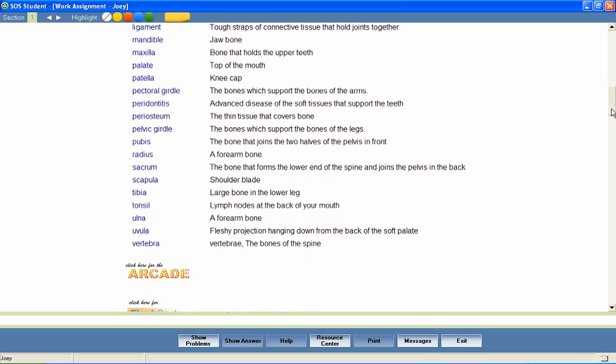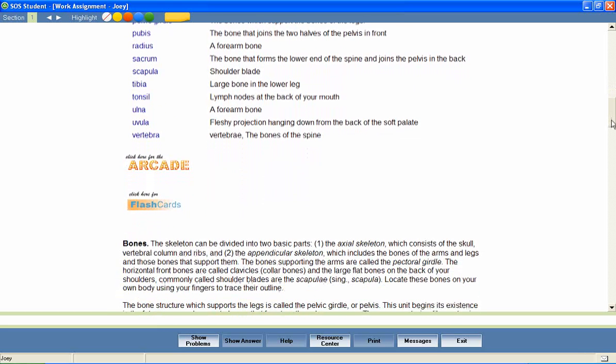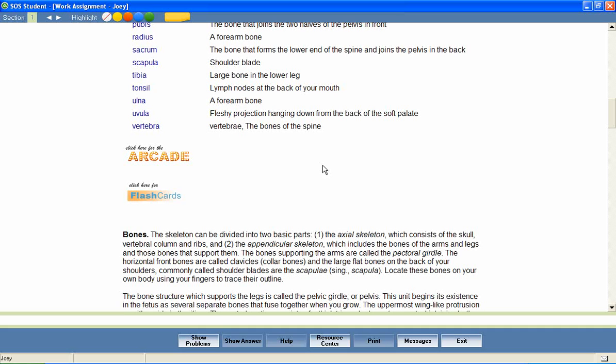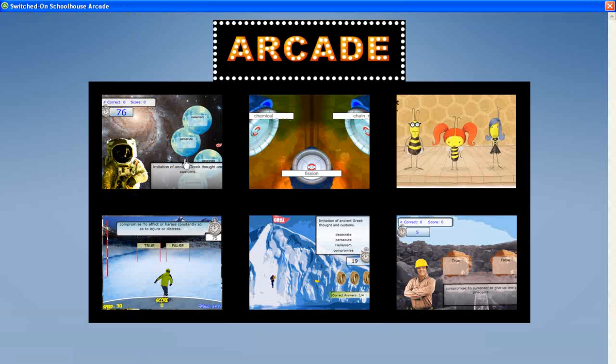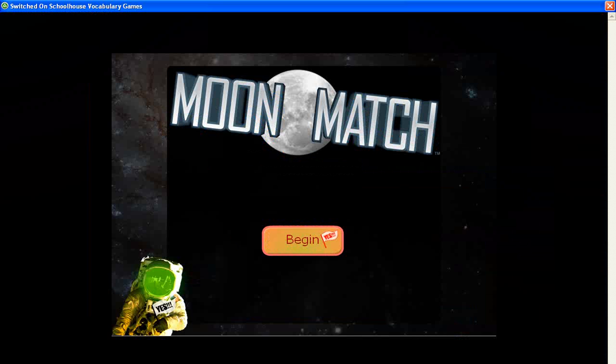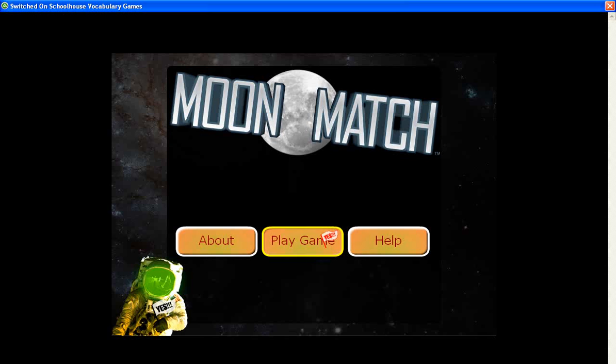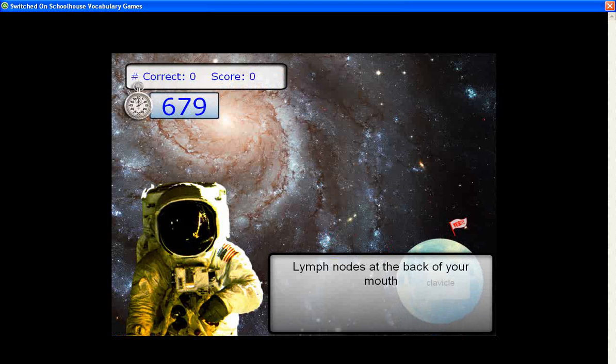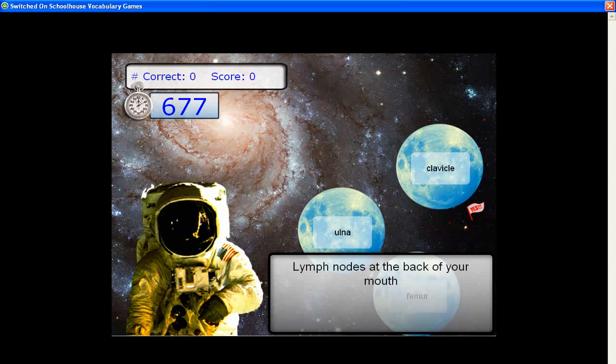We've included several activities to encourage mastery of these important words. For example, students can hear the correct pronunciation of each word. Tibia, tonsil. In addition, the vocabulary arcade games encourage mastery of the vocabulary words by providing practice in the correct spelling of each word and in matching each word with its definition. Let's look at a sample.